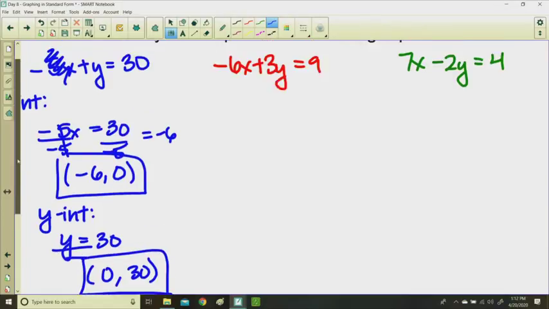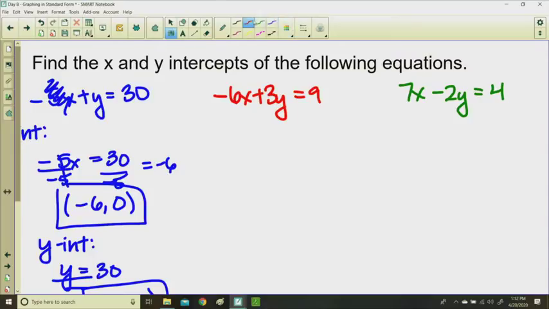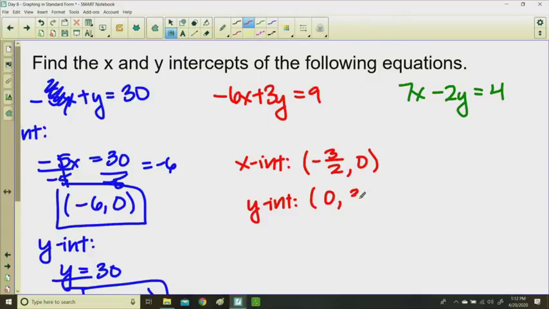All right. Now, I'm not going to do these ones. I'm just going to go ahead and give you the solutions. Hopefully, again, you did it on your own. So for here, the x-intercept is going to be a fraction in this case. You're going to get -3/2, and the y-intercept here is going to be (0, 3).